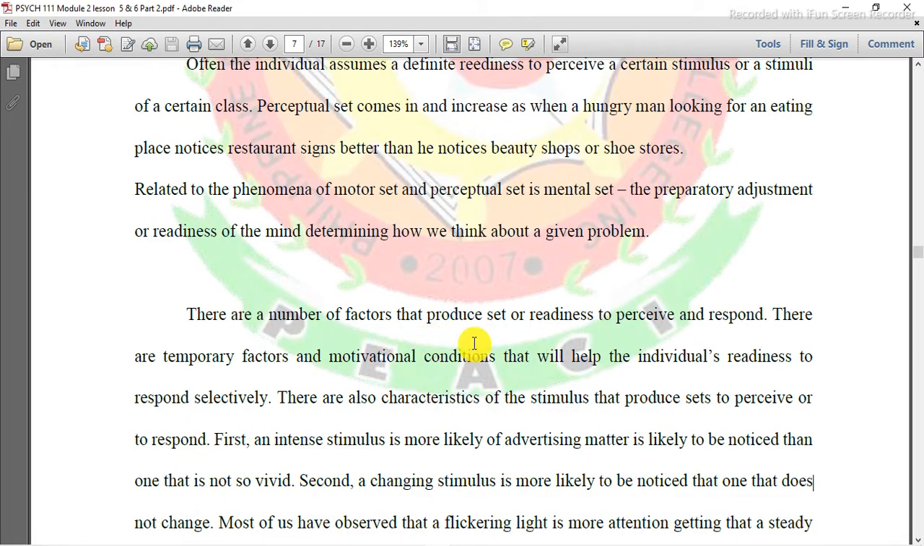There are a number of factors that produce readiness to perceive a response. There are temporary factors and motivational conditions that will help an individual's readiness to respond selectively. There are also characteristics of stimuli that produce sets to perceive. So first, ito yung steps or parang cycle pala ng isang attention ng isang tao.